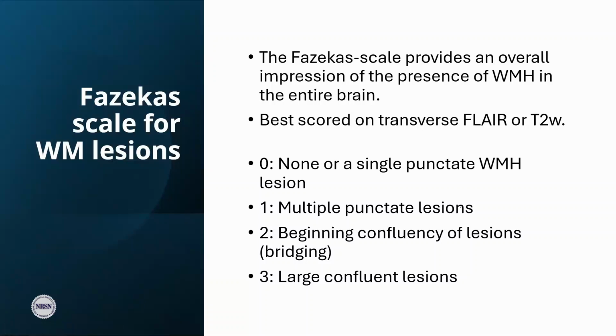The Fazekas score is best scored on transverse FLAIR or T2 weighted images, where a score of 0 to 3 is given to white matter hyperintense lesions. So a score of 0 means that either there is none or just a single punctate white matter hyperintense lesion. A score of 1 is multiple punctate lesions. A score of 2 is where there's now beginning of confluence of these lesions, which is also seen as bridging. Then a score of 3 are large confluent lesions.